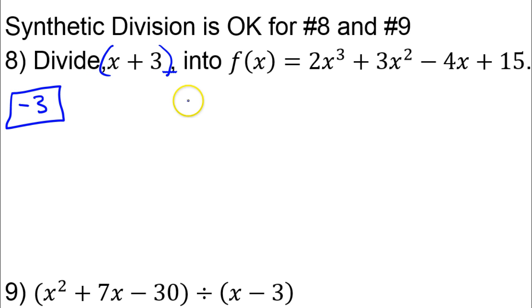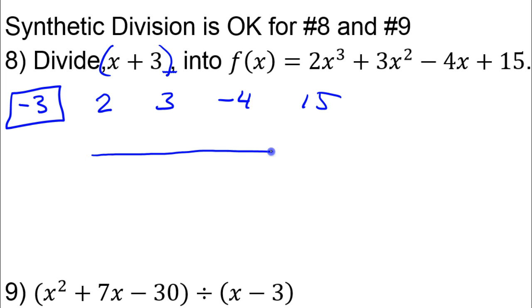Now, next to the box, I put a row of coefficients: 2, 3, negative 4, 15. Leave space for a second row and draw a line. In the last column, put another box, sort of like this one. And now you just bring down the first number.